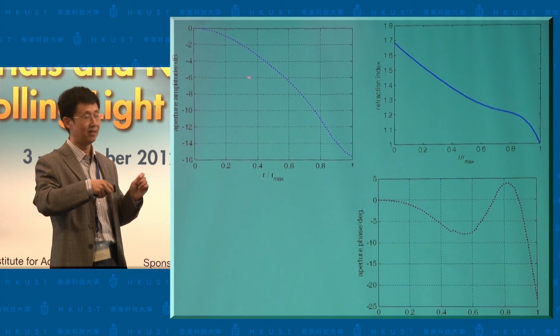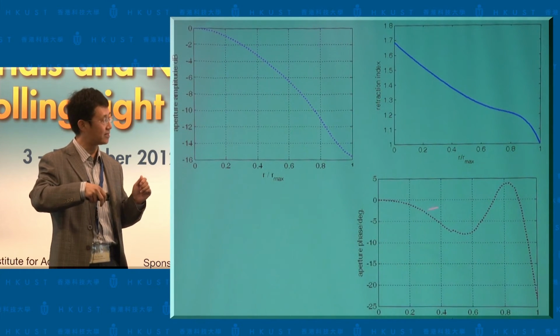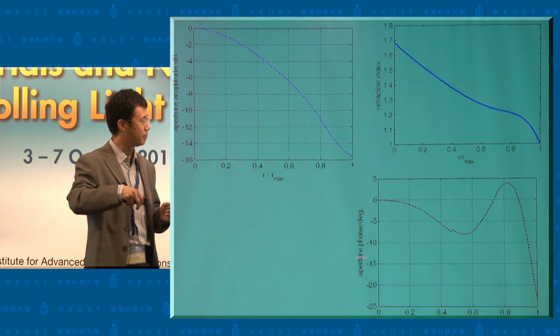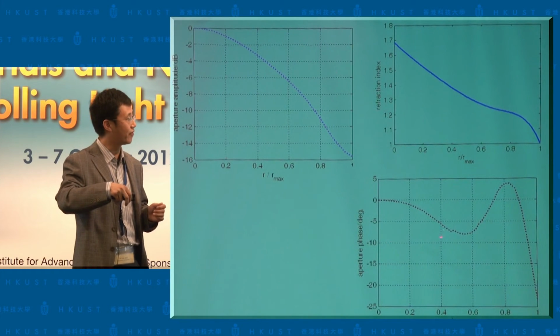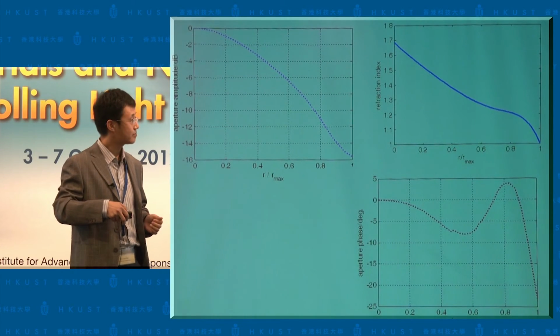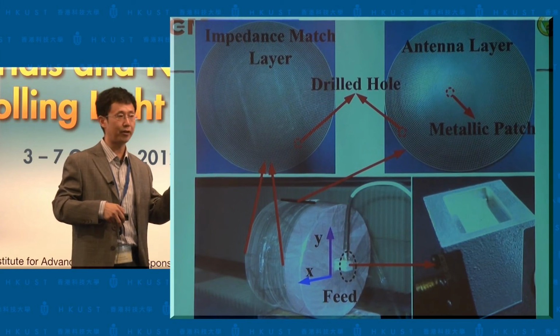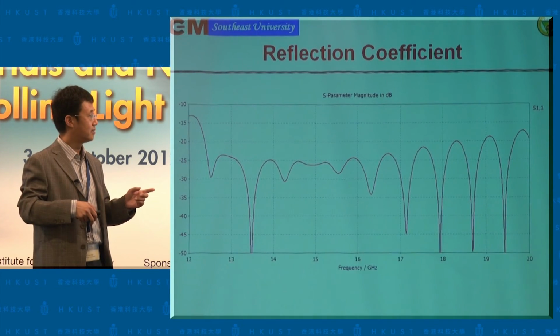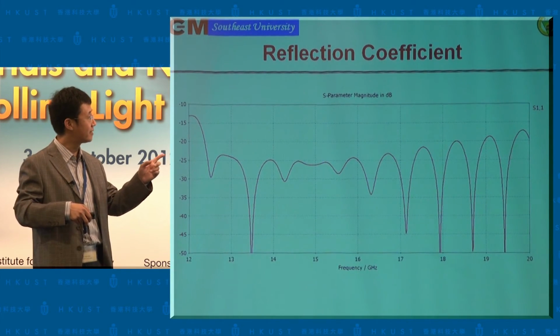So this is the amplitude distribution. This is the phase distribution. The phase distribution is nearly constant because most of it is within 10 degrees. So this is a fabricated new metamaterial lens. And this is the measured insertion loss.